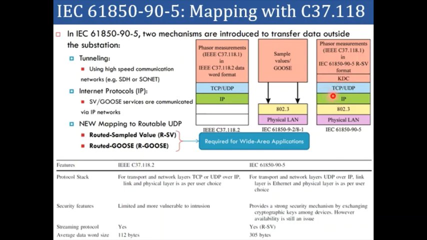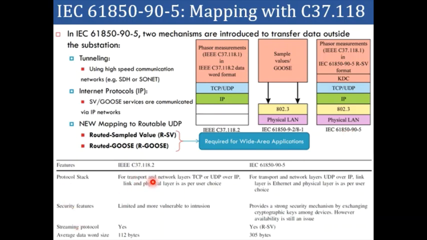The IEC 61850-90-5 frames are more secure as compared to IEEE C37.118 because we utilize the KDC, that is called Key Distribution Center, where we can configure the keys which secure the packet transmission.